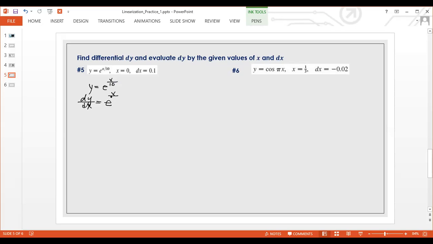The exponential will be itself, and then by the chain rule, x over 10 gives 1/10. Right? So far, so good. All right, so now you can move the dx to the other side. So this will be 1/10 e to the x over 10 times dx, right? So now this is 1 over, so this is 10.